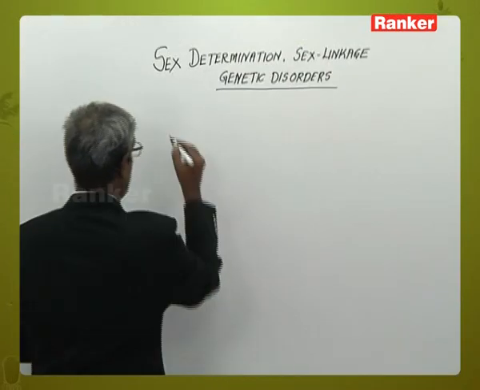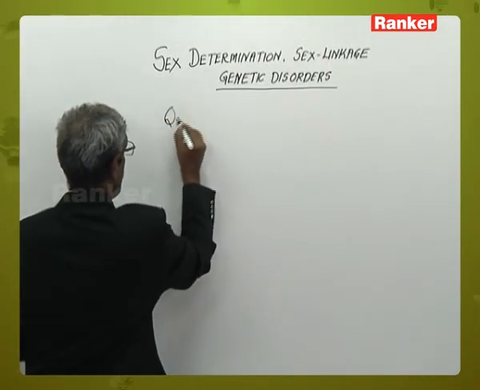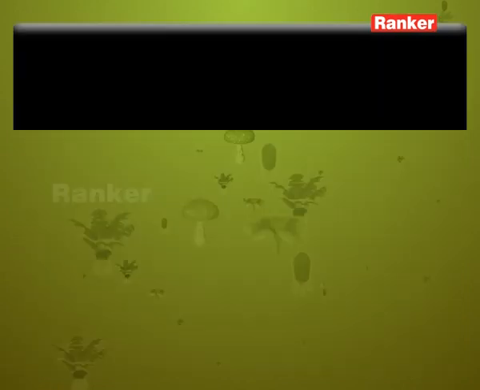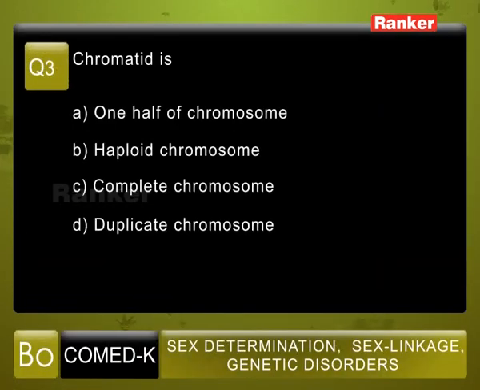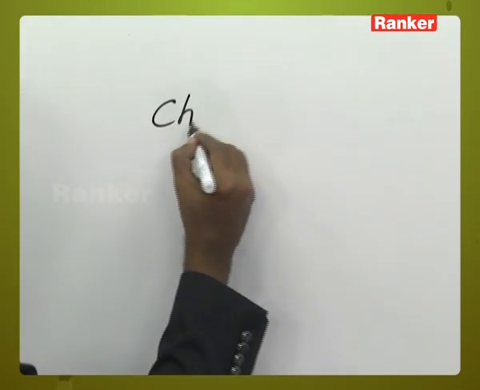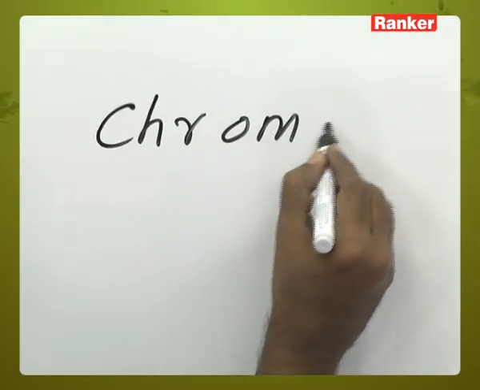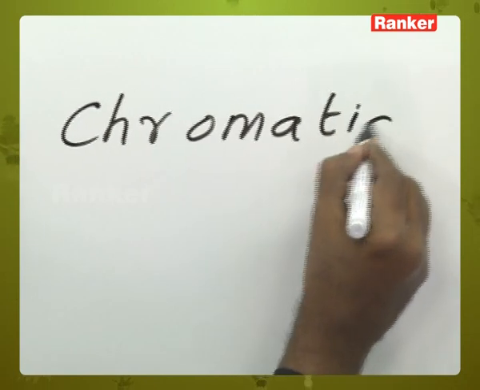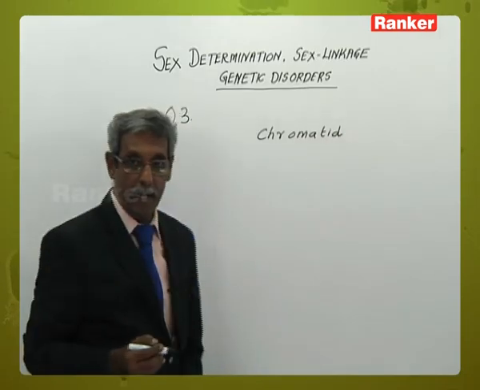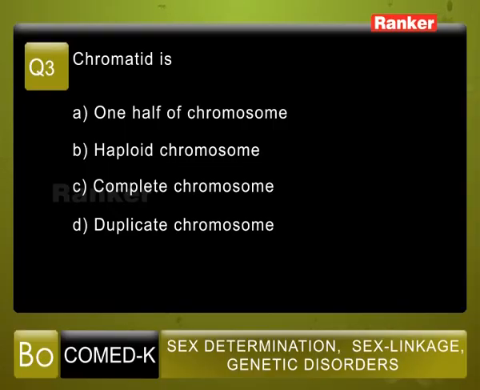Now we go to question number 3. Question number 3 says, what is a chromatid? Part A says, is it half of the chromosome, or is it the haploid chromosome, or is it the complete chromosome? Otherwise, is it a duplicate chromosome?